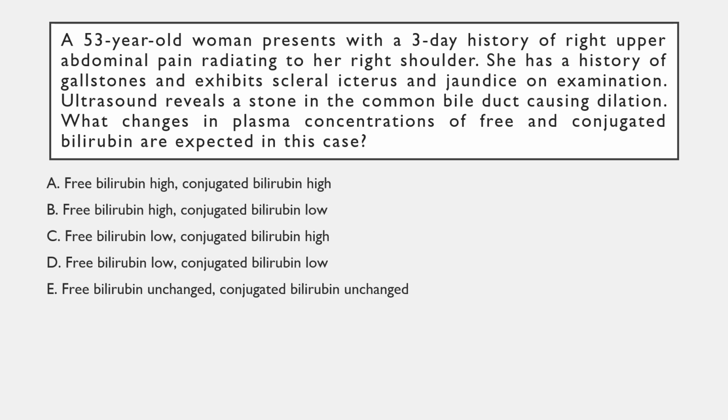A 53-year-old woman presents with a 3-day history of right upper abdominal pain radiating to her right shoulder. She has a history of gallstones and exhibits scleral icterus and jaundice on examination. Ultrasound reveals a stone in the common bile duct causing dilation. What changes in plasma concentrations of free and conjugated bilirubin are expected in this case?